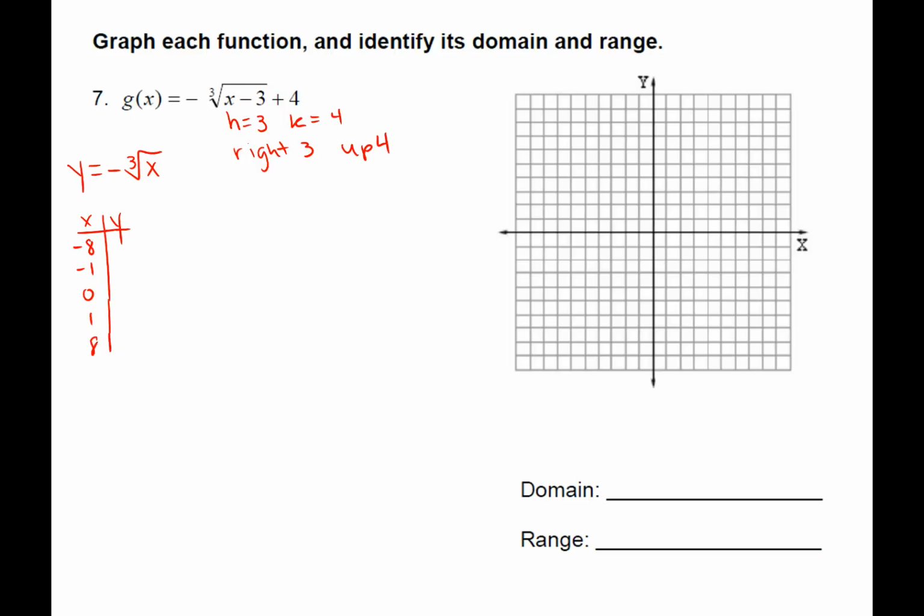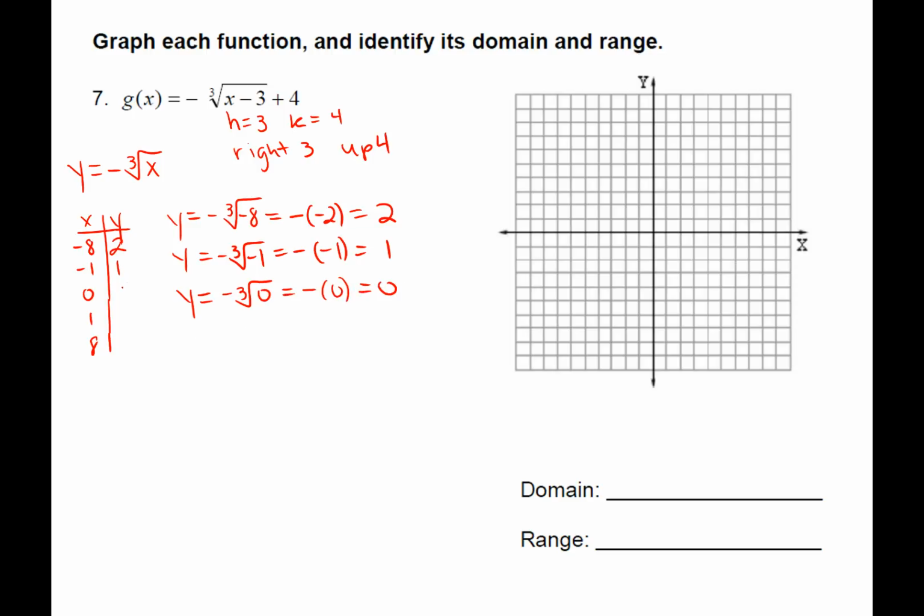Very nice. And then when I plug those in, I have the cube root of negative 8. That's going to give me negative 2. Cube root of negative 8 is negative 2. And then don't forget the negative in front, so I end up with a positive 2. Then the same thing happens when I plug in negative 1. I get negative 1, which is 1. And then when I plug in 0, it doesn't matter because it's 0. So I have negative 0, which is just 0.